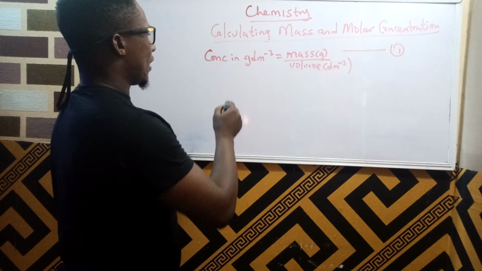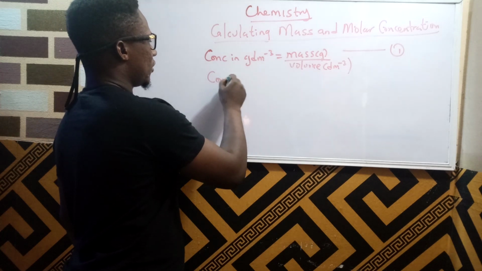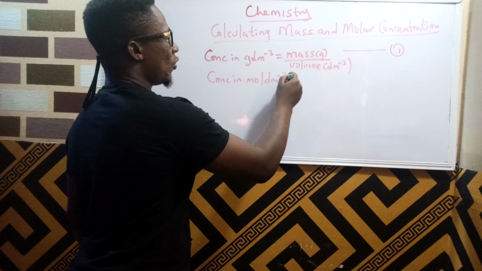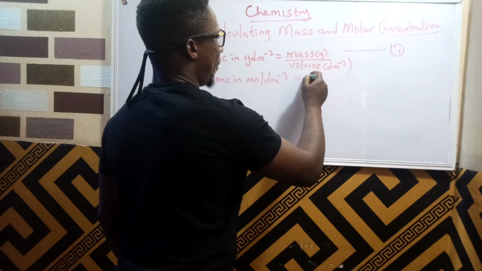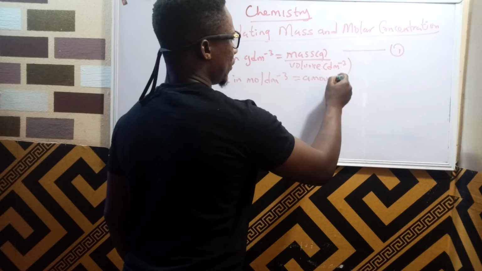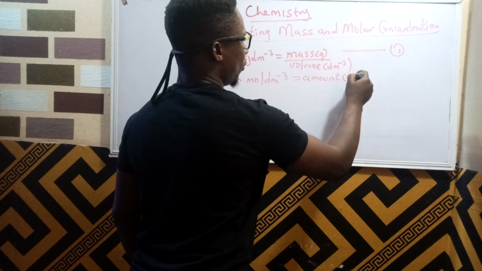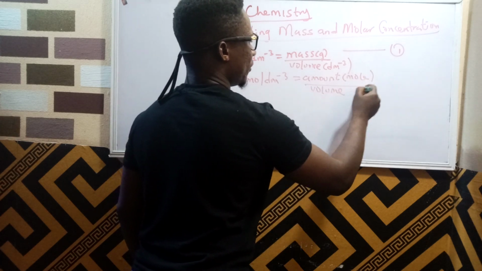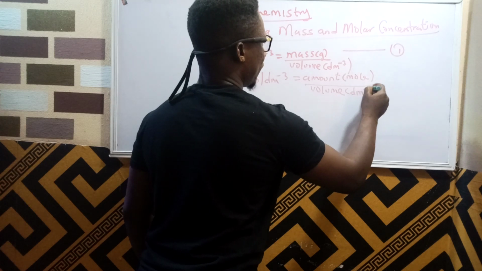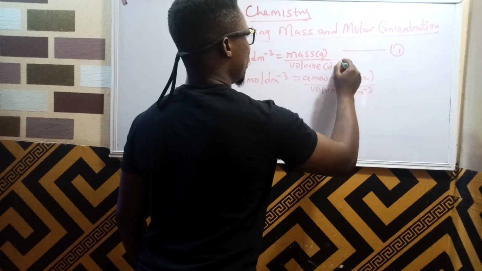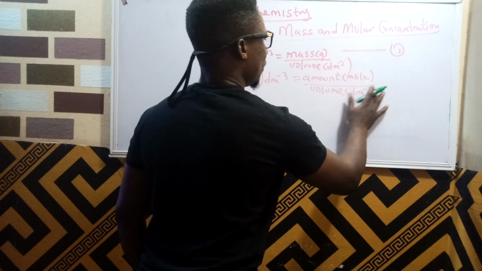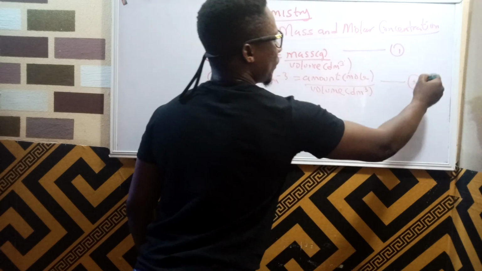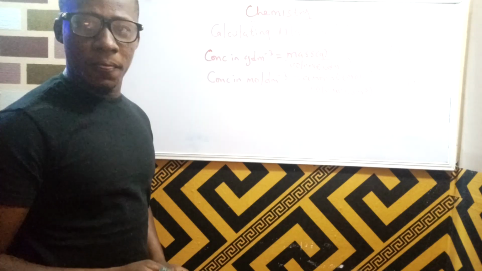Again, you can say concentration in mole per dm cube. Concentration in mole per dm cube is equal to amount of substance in mole over volume in dm cube. So this one should be dm cube. Now let's call this one equation 2.